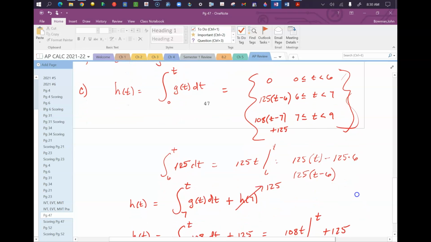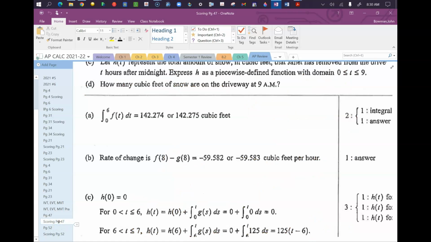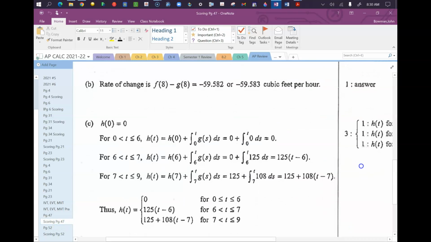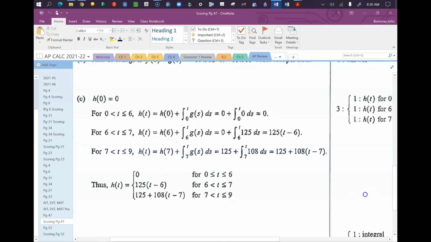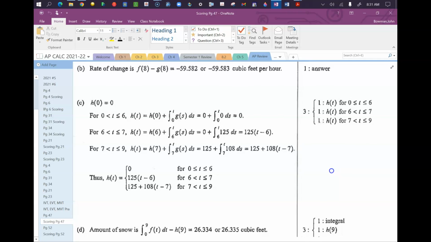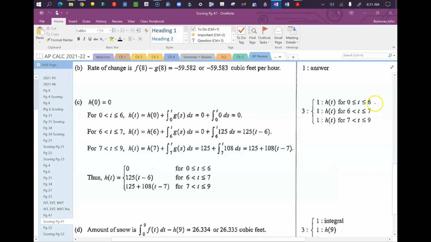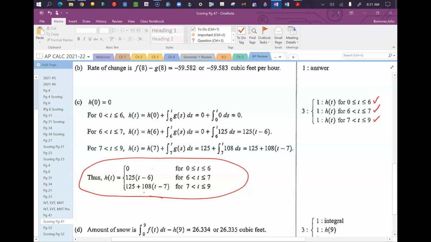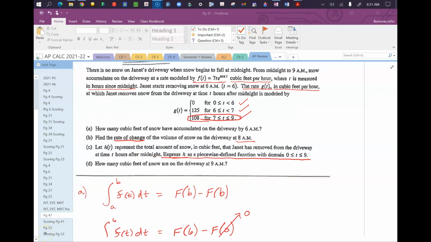Let's take a look and see how they would score this. All right, so essentially they did what we did using the fundamental theorem and integrating the rates, and you get 1 point for each part of the piecewise function, and you can see this is the piecewise function that you get. If you'd like to take a look at their work for this, just pause the video and take a look above what I circled in red. Okay, so that is all but 3 of the points accounted for in this problem.